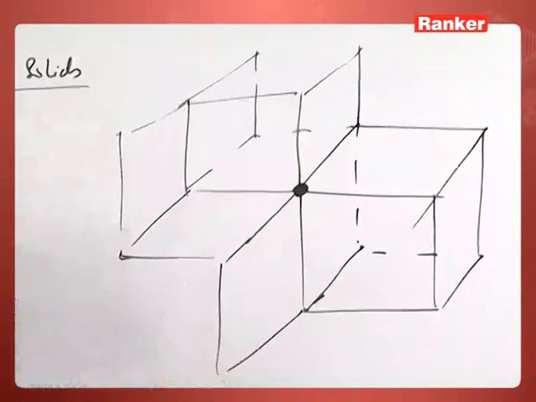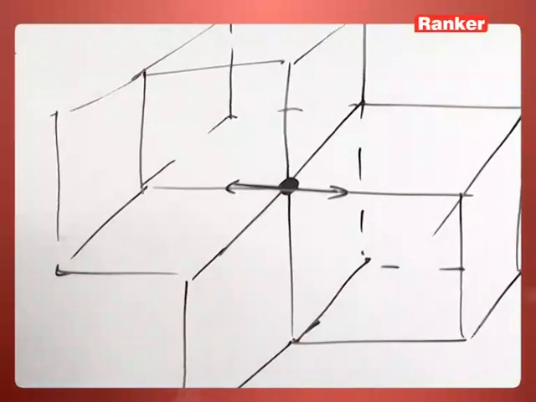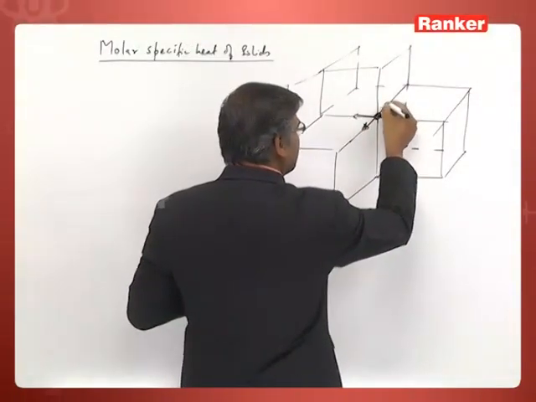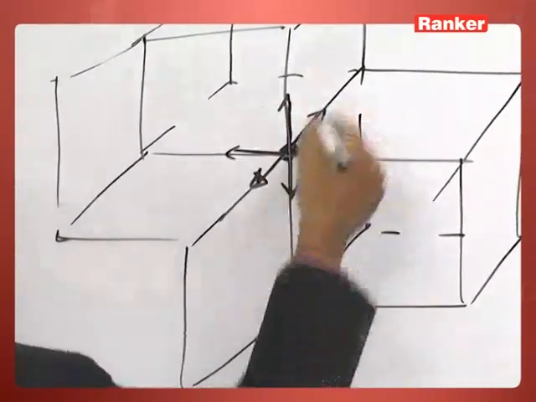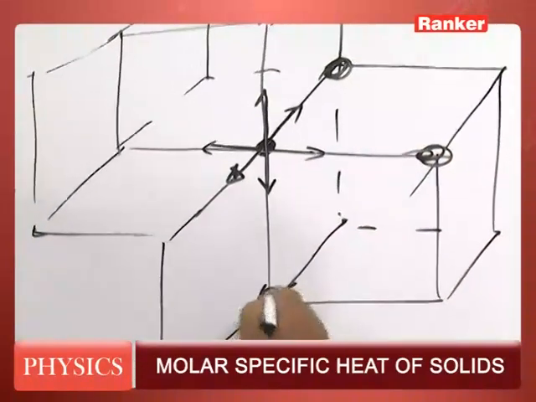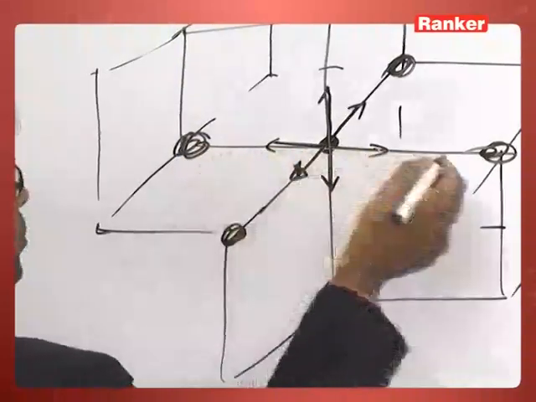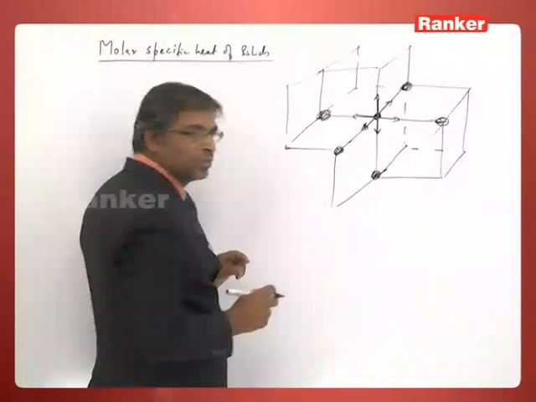This atom is free to oscillate along this direction. It is again free to do the same thing in this direction and this direction, because here the neighboring atoms are there. So these are the neighboring atoms, and they can interact with them. So we have three directions.